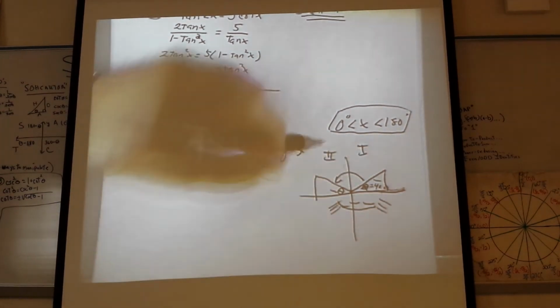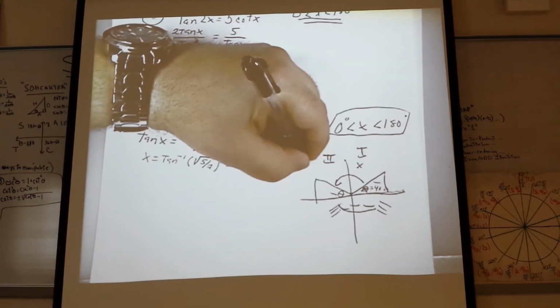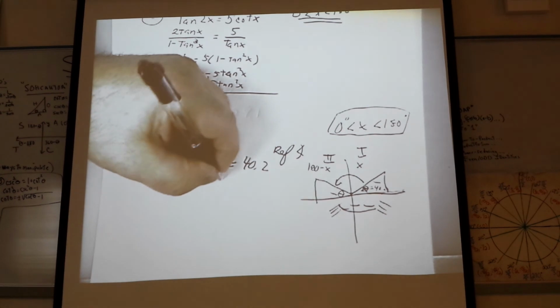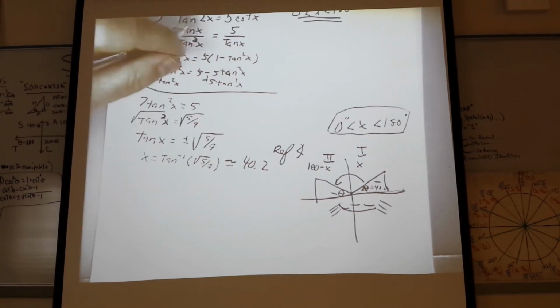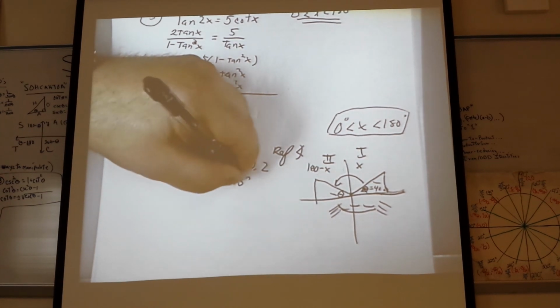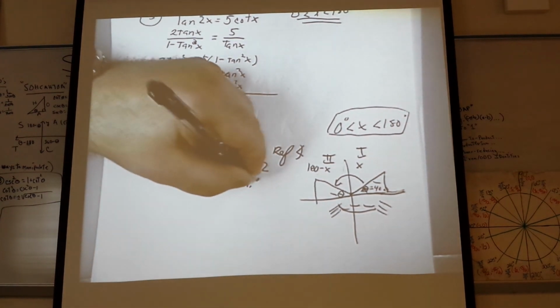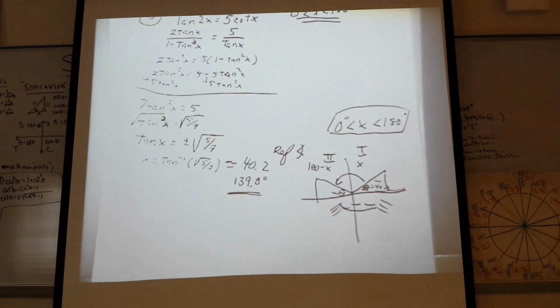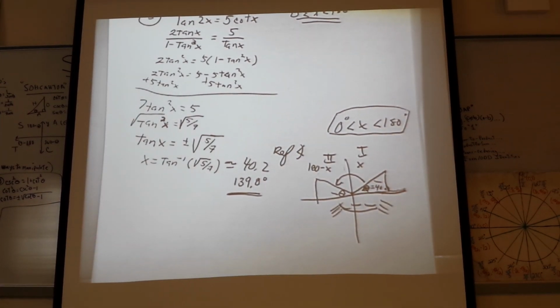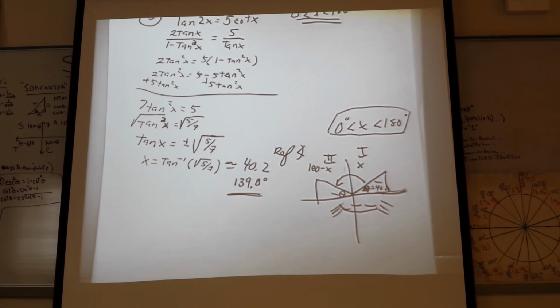So this guy here is theta, or x. This one is 180 minus x, right? So that means the angle's going to be what for the other one? 180 minus 40.2. And that answer is? I'll help you out: 139.8. Guess what? You just got $5. Pretty cool? All right. Not bad.